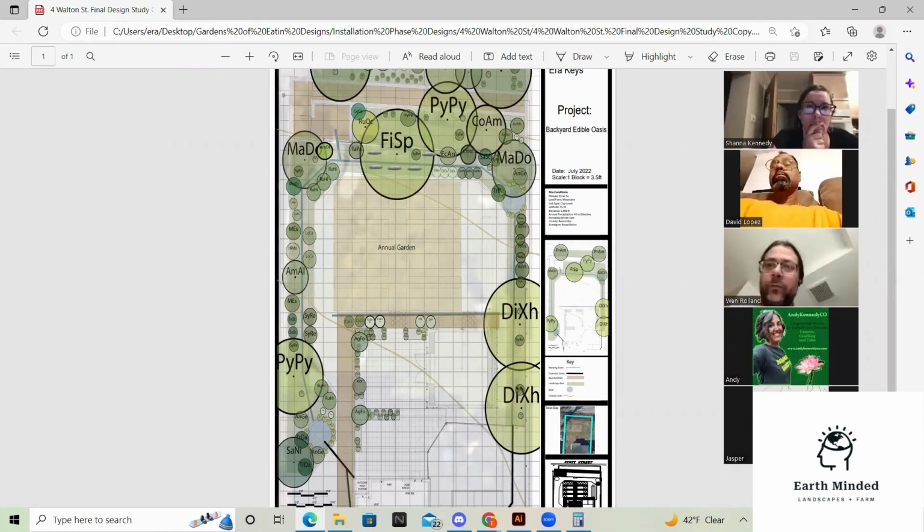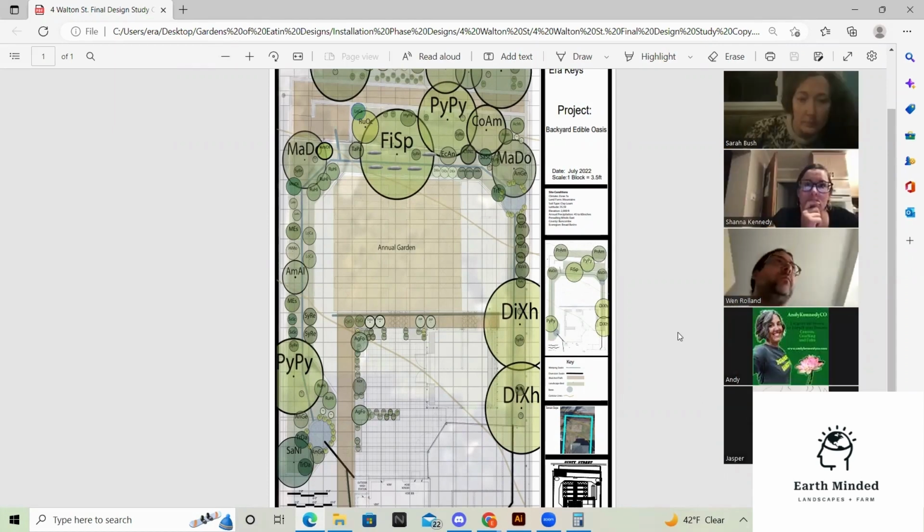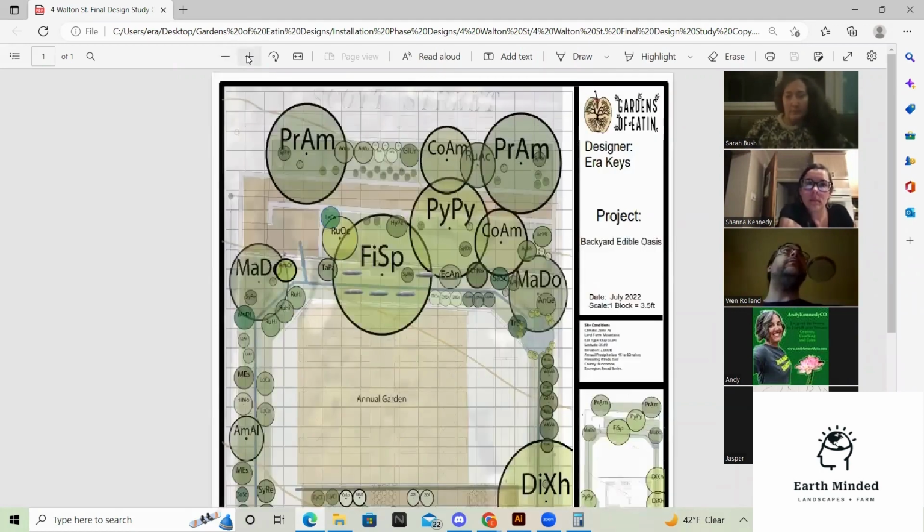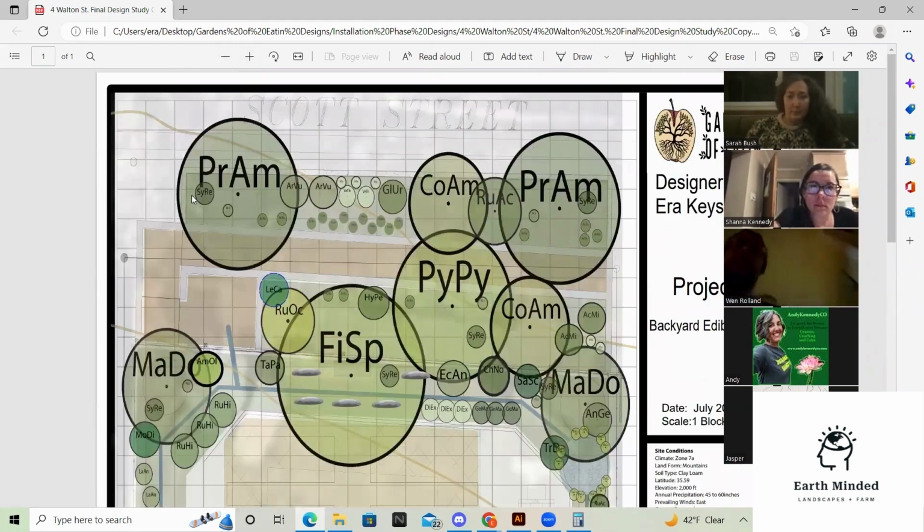How much space does the food forest take? How much area? Let's see, one block is 3.5 feet. 1, 2, 3, 4, 5. Let's just say that's 6. So we will say about six deep by 16 wide.